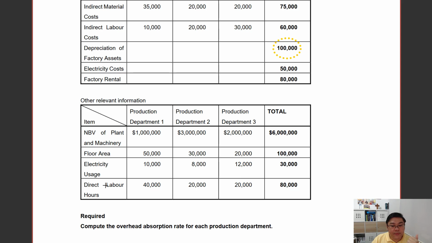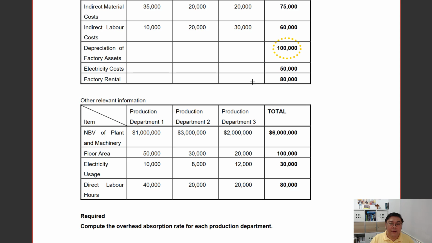Now, you see what kind of information they've given us. They've told us about the net book value of your plant machinery, the floor area, which I presume must be the area of the factory. They also gave you the electricity usage and the labor hours. Now, if you're going to choose a basis that will be fair enough to apportion depreciation into the individual departments, where the factor will point to you having a bigger share of depreciation because of this particular factor, which one would you say is a fair basis?